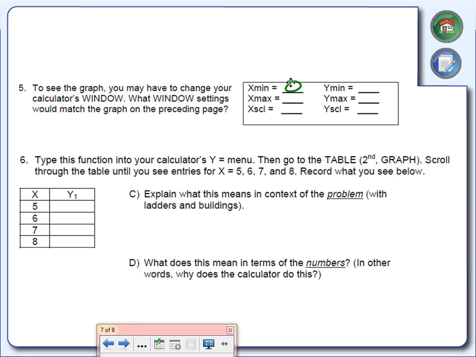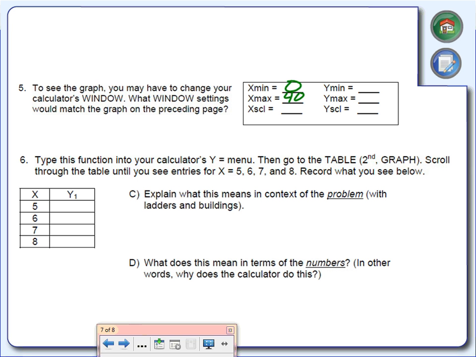The x maximum. Again, look at your table on number 3. What was the largest x value we had in our table? It was 30. No, we're looking at the x value. Make sure you're looking at the x. 37. 37 was the largest x value. But I always like to make my window just a little bit bigger than that. So I'm going to make it 40.